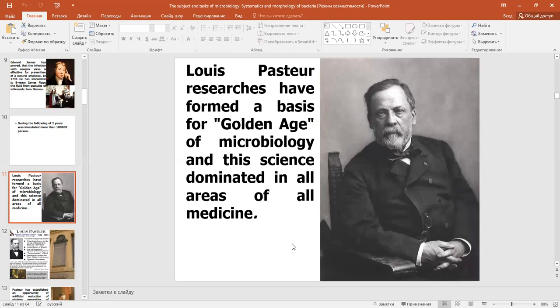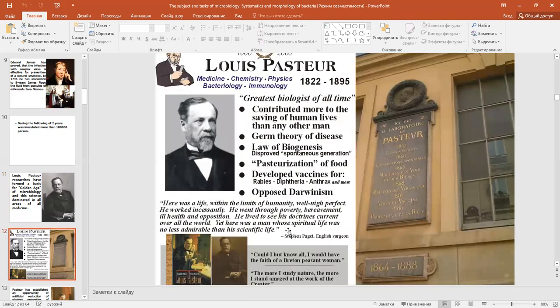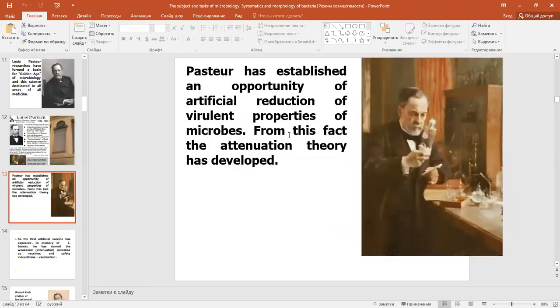He studied some microbes, some causative agents of infections, and he noticed that it is possible to decrease the virulence or pathogenicity. He noticed it occasionally, but he was a scientist, and he was thinking about it, that it is possible to reduce the virulent properties.